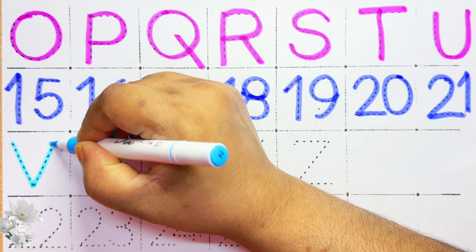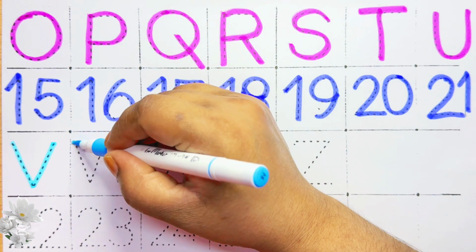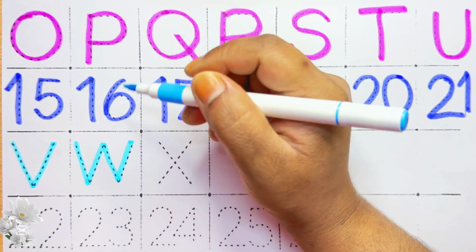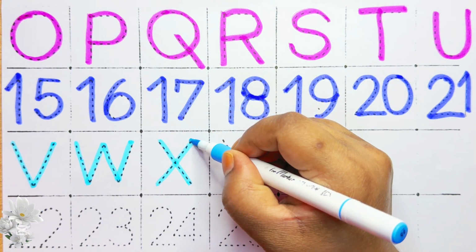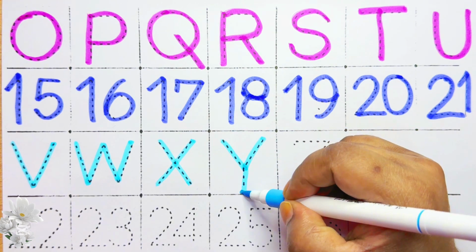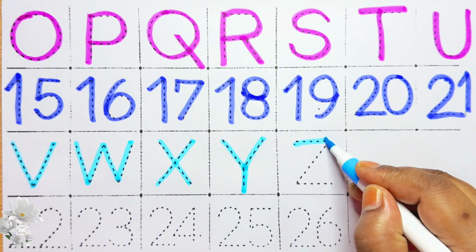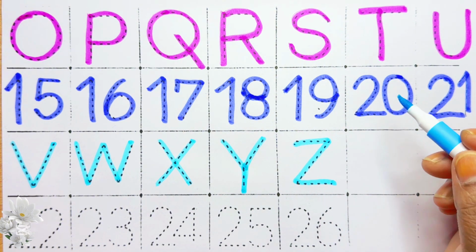V for vehicle. W for wall. X for X-ray. Y for yogurt. Z for zinc.